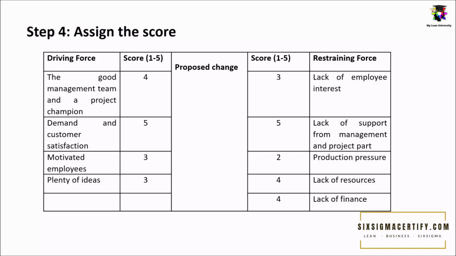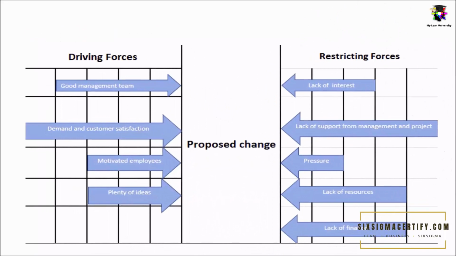Here, the goal was to improve the process. On the left hand side, we have the driving forces, and on the right hand side of the table, we have the resisting forces. Here, instead of the scores, we have assigned the arrows. The bigger arrow shows bigger influence, and a small arrow shows small influence.